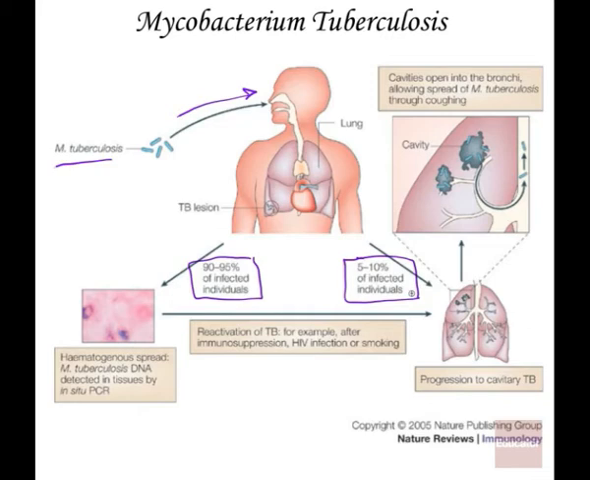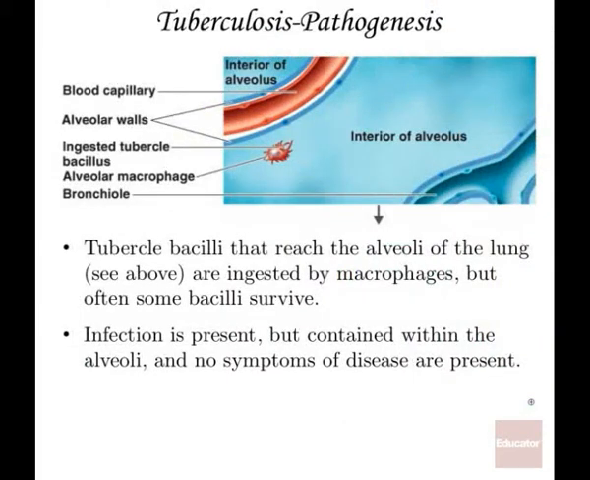So this cavitation, or cavitary TB, is really an active form where we'll see that the macrophages and the bacilli actually create cavities where they can allow spread of tuberculosis through coughing. Now, fortunately, there's only a small percentage of active infection, because, of course, if there was a higher percentage, then more of the population would certainly be infected.